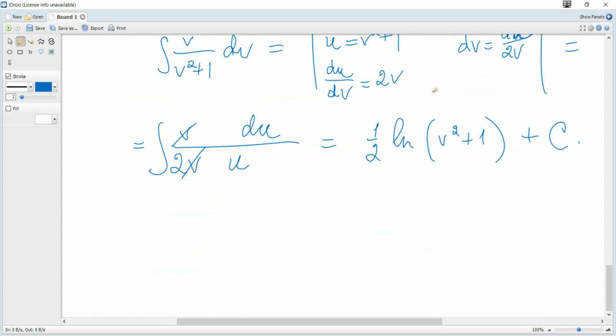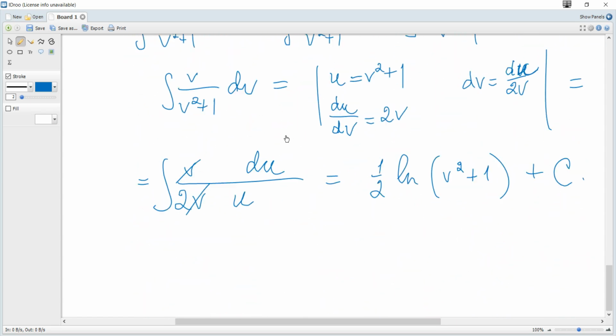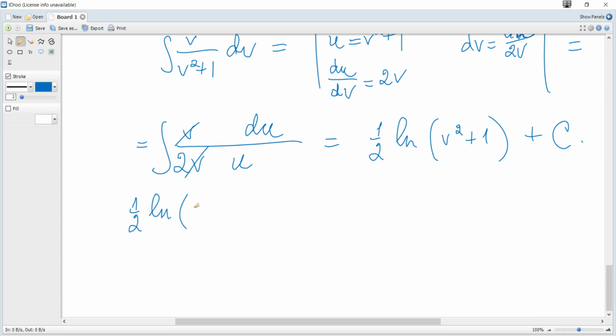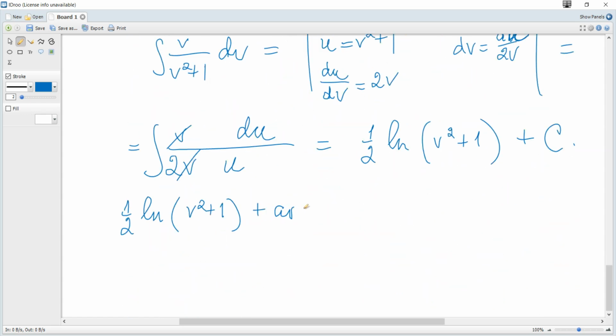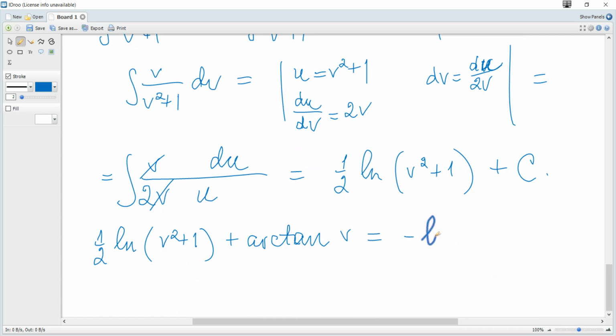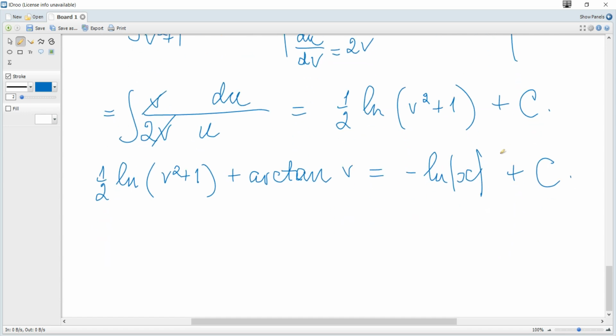So our integral becomes, or actually the left hand side becomes, a half of ln of v squared plus 1, and plus integral of z, it's arctangent of v, and the right hand side it's negative ln of the absolute value of x plus some constant, and it's required the answer be of the form some function of xy is constant.